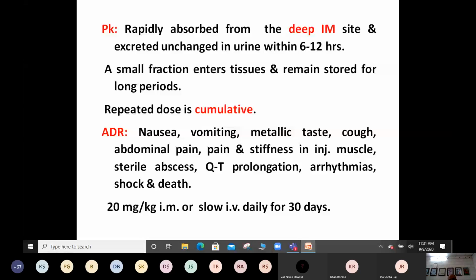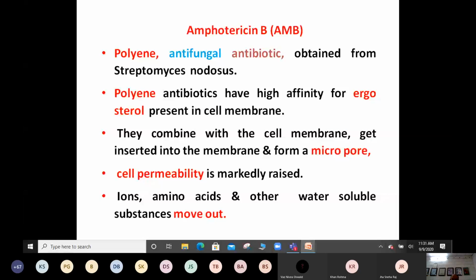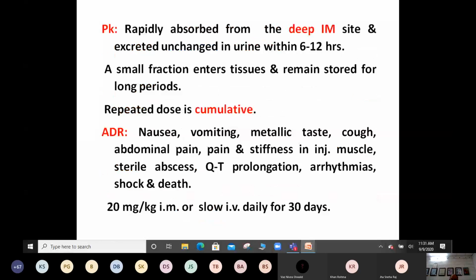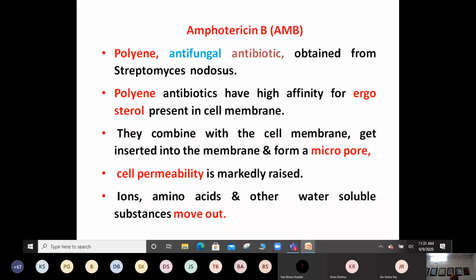Now, the second drug, amphotericin B. The first drug, sodium stibogluconate, is not effective in Nepal and India. So if you are practicing either in Nepal or India, you cannot use that drug. The next drug is amphotericin B. It is abbreviated as AMB.